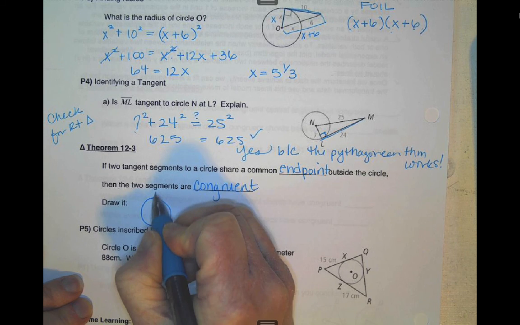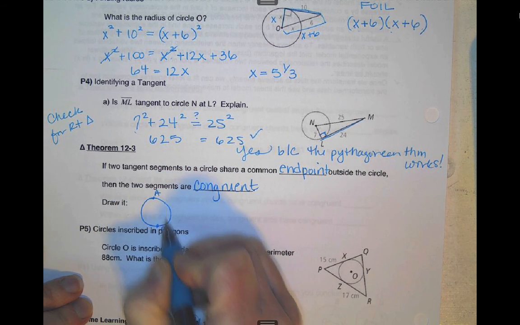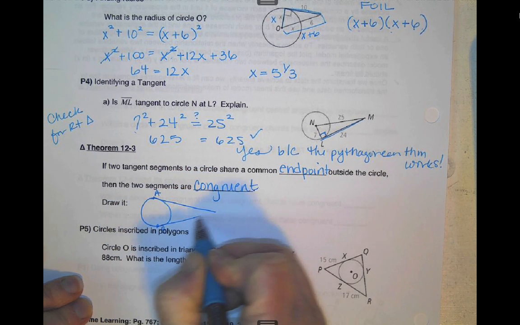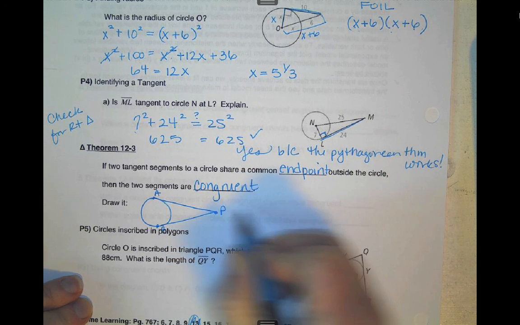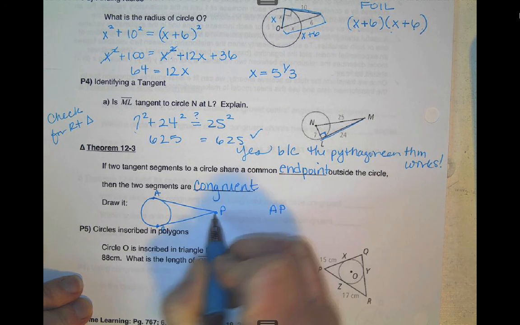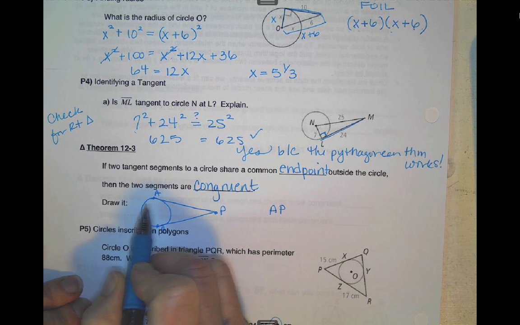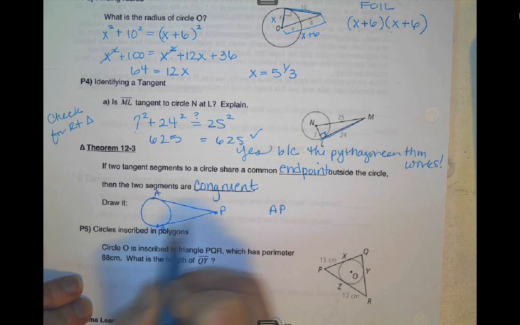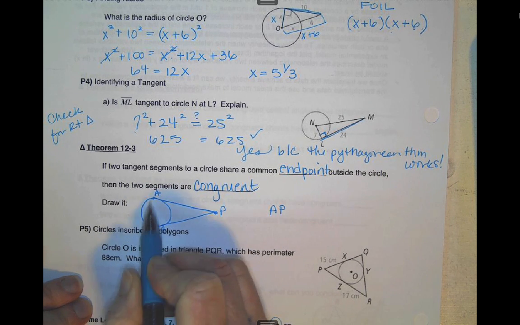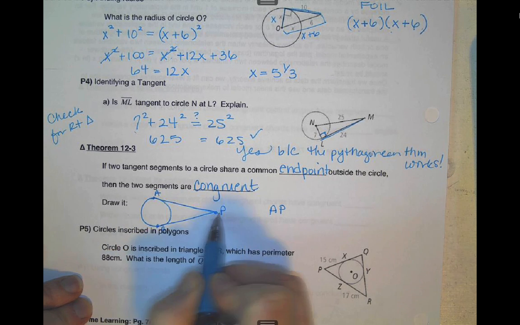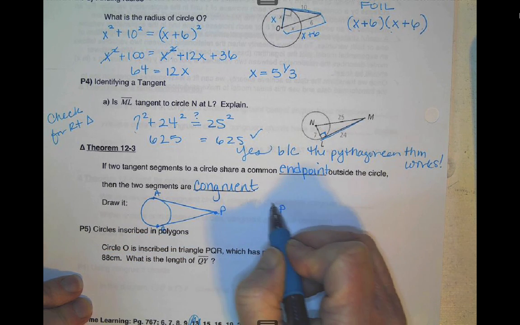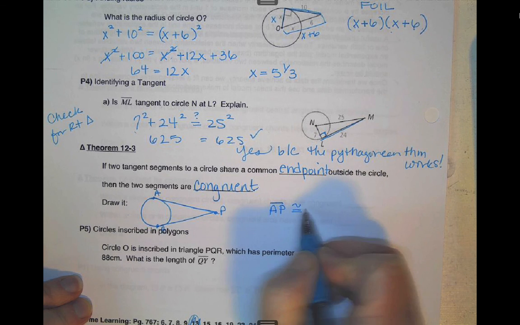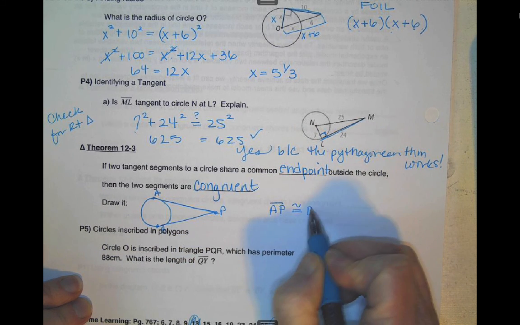So here we have A, here we have B, and here we have P. Since these segments are both tangent, because they're only intersecting at that one point right there, these segments right here are congruent because they share that endpoint.